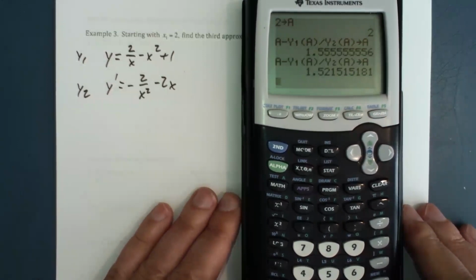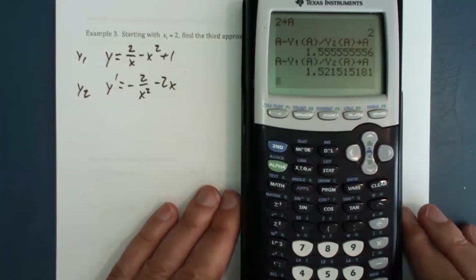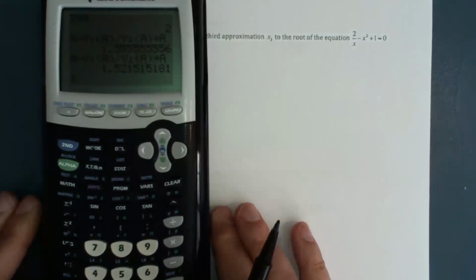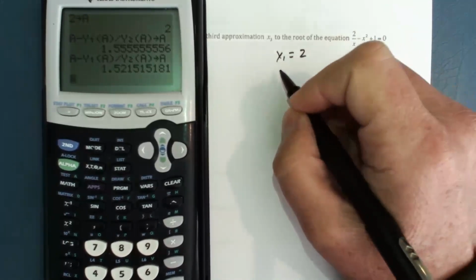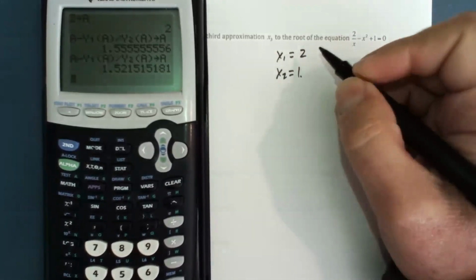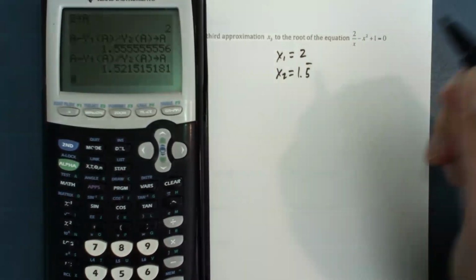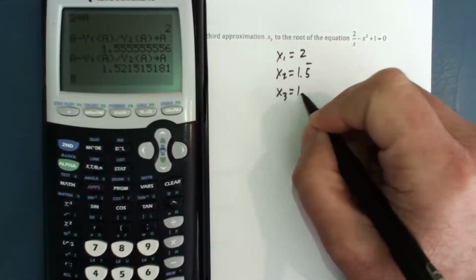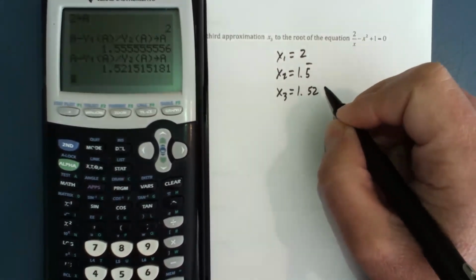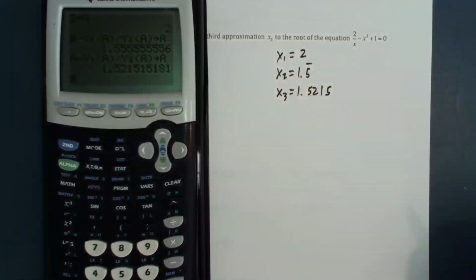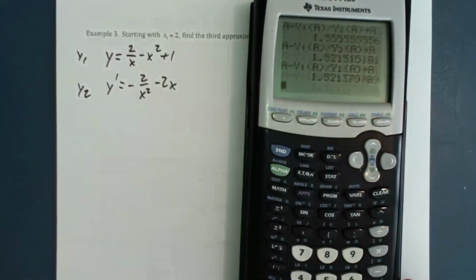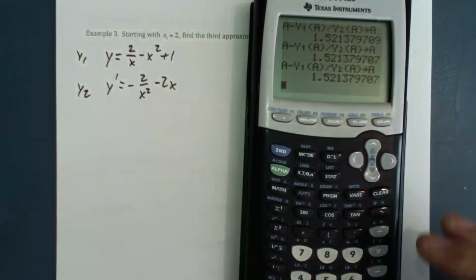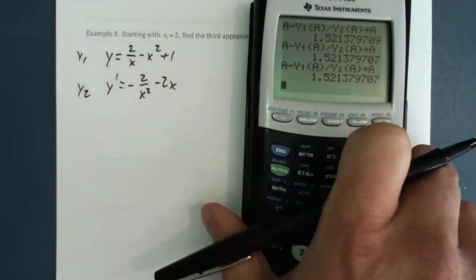And you'll notice my third iteration is a little bit different. So x sub 1 was 2. x sub 2 was 1.5 repeating. And x sub 3 was 1.5215. We'll round it off there. So that's an approximation. And again, we could just keep going to get it closer and closer and more refined as we do it. And you can see by the 5th or 6th iteration, it's identical.